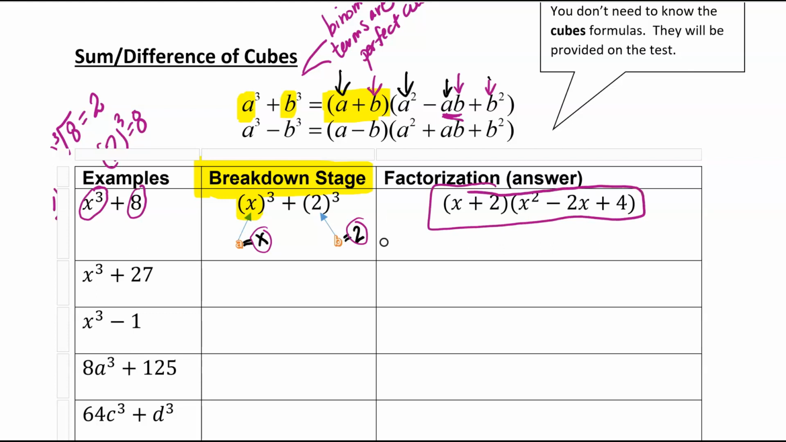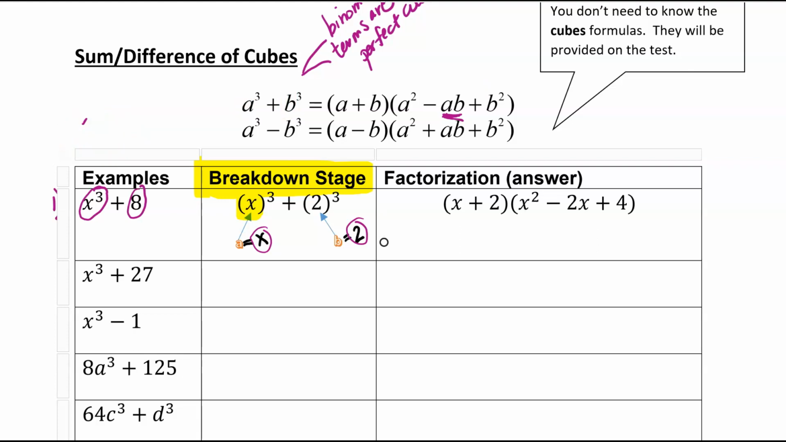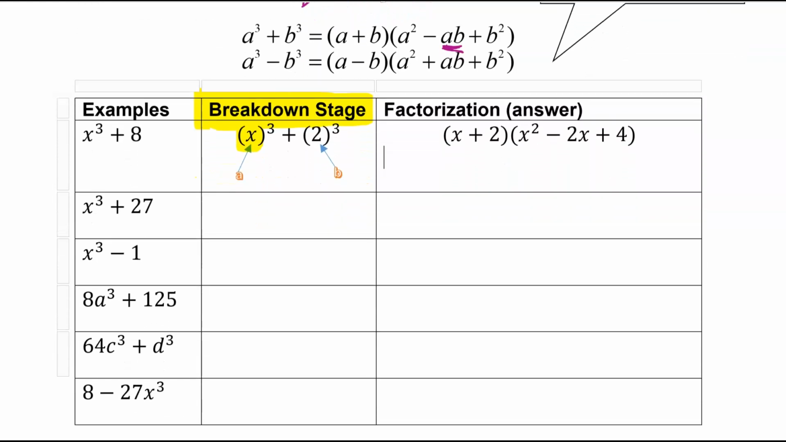Let's recap. So once you figure out what A and B are, all you have to do is use the formula at the top and make a substitution for A and B. As simple as that. Now, how do you check your answer? Well, the reverse of factoring is multiplication. So I'm going to show you how to check your answer below.